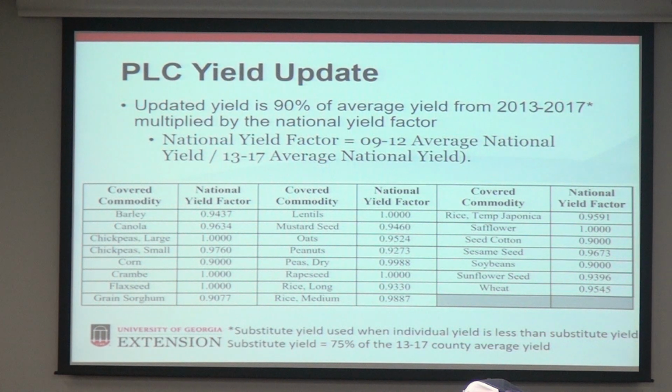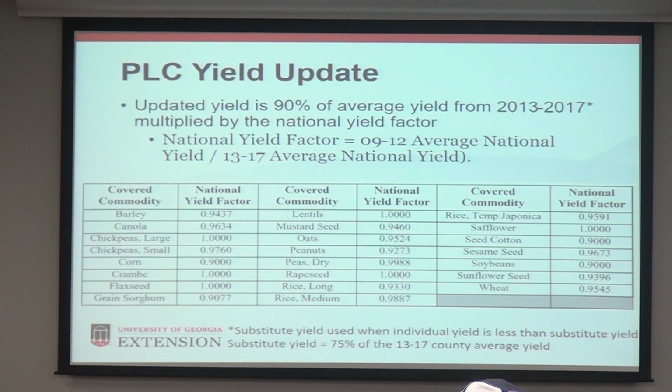And you take an average of that period with some substitutions if, in fact, one of those years is less than 75% of the 13 to 17 county average, then you use that substitute yield. But other than that, you're taking 90% of that average, but then on top of that, you're also multiplying it by some national yield factor. So you think about where your average is from 13 to 17, then it drops a little in terms of that yield based on that 90% factor, and then the national yield factor brings it down a little bit more.